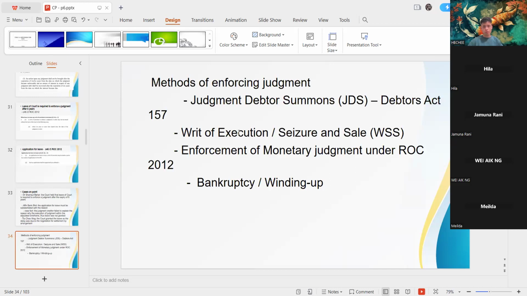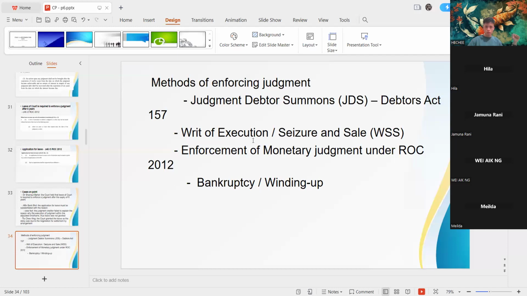Okay, for enforcing judgment, here are certain ways. If 6 years has not lapsed, there is no need to apply for leave, you can still enforce it as of right. The first way is the judgment debtor summons under the Debtors Act. Another one is the writ of execution, as I've discussed in Order 46.